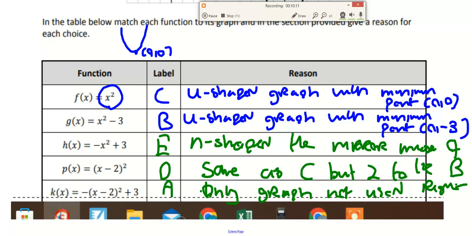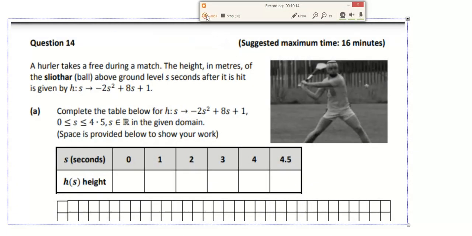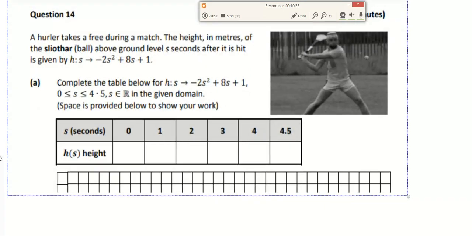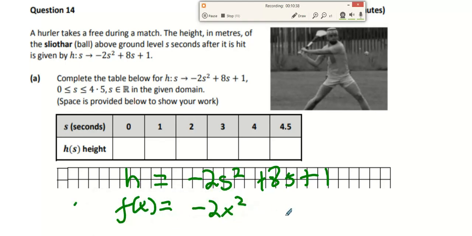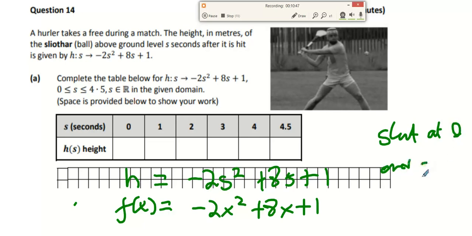All right. Now, guys, this one here. Here's what I want you all to do. I want you all to go to your table function, okay? Now, instead of using this formula here, where h is minus 2s squared plus 8s plus 1, I want you guys to use the formula f of x equals minus 2x squared plus 8x plus 1. I want you to start at 0, end at 4.5, and do a step of 0.5.